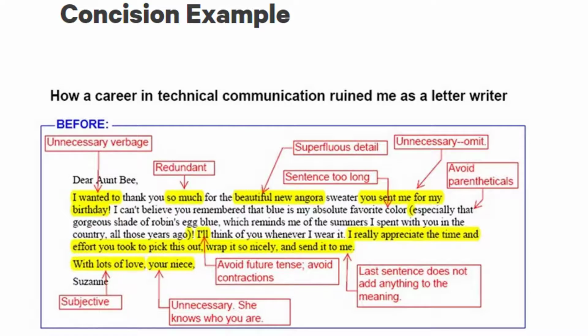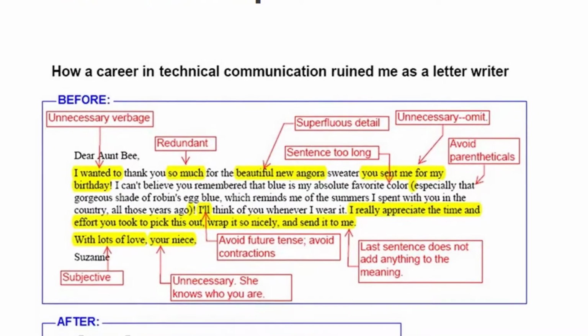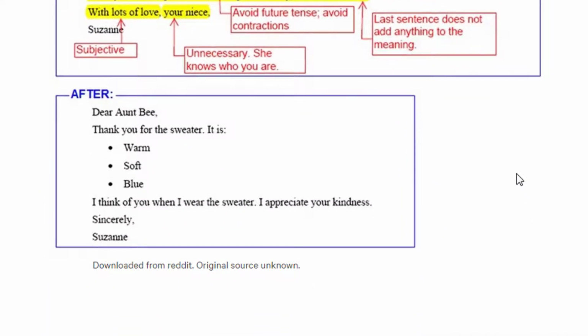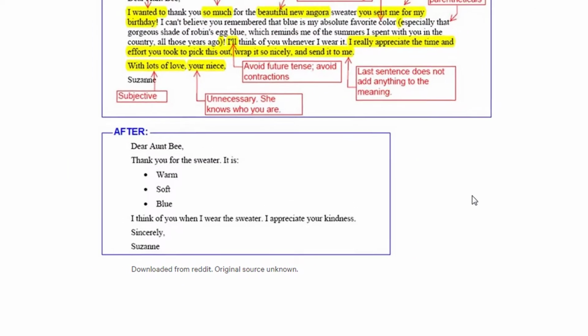Okay, the problems, if this was a technical document: you've got a lot of unnecessary words, you've got some redundancy, superfluous detail. Really, I didn't need to know all that. Your sentences were too long, you have stuff that's just unnecessary. So the correction is down below. And here's the letter revised. Dear Aunt B, thank you for the sweater. It is warm, soft blue. I think of you whenever I wear it. I appreciate your kindness. Sincerely, Suzanne.